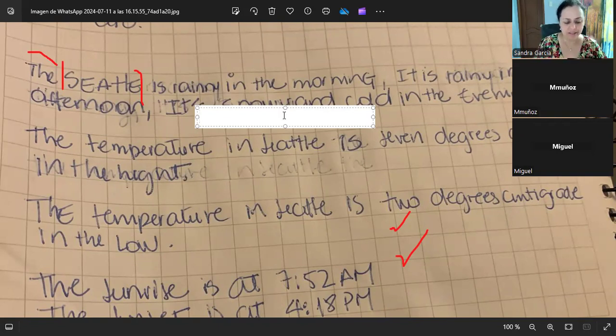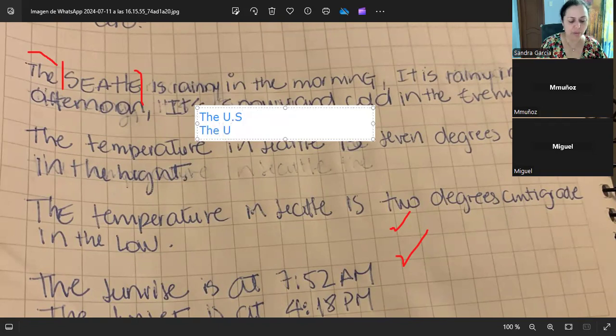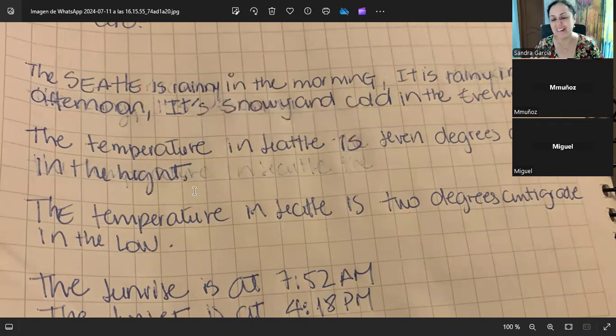And Seattle is just Seattle. For example, we never say the Ecuador. No, we say Ecuador. But we say the United States. Also, when we use these acronyms, we have the US, the UK, the United Kingdom. We also use this, right? But with Costa Rica, for example, it's two words, but we don't say the Costa Rica, just Costa Rica. So very good, this first sentence.